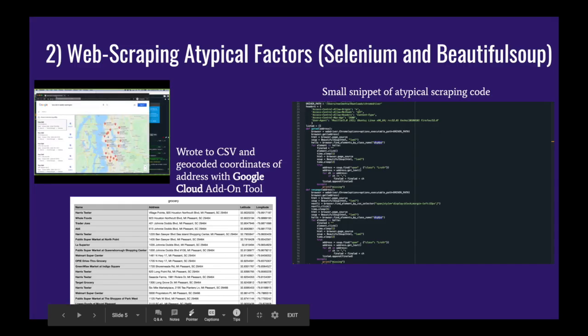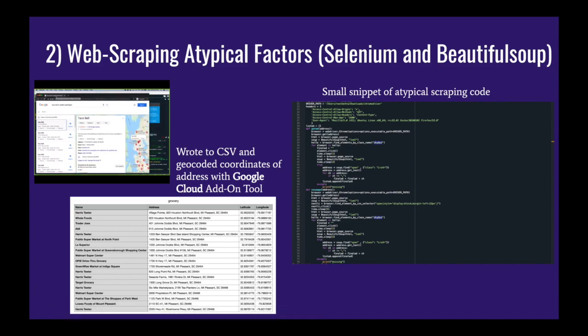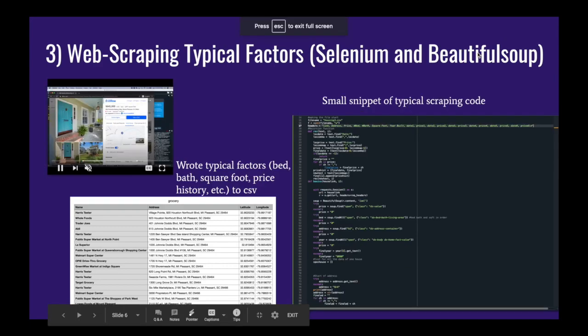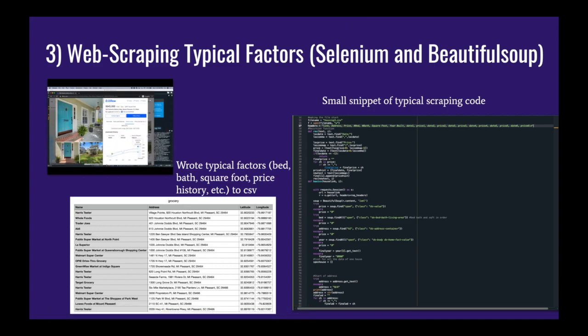We couldn't do it by hand, so we built Selenium and Beautiful Soup web scraping algorithms in order to get our atypical factors. We wrote to a CSV and geocoded coordinates of the addresses of these locations with Google Cloud's add-on tool. We used typical factors in conjunction with atypical factors, so we gathered data of typical factors such as bed, bath, square foot, price, etc. from Zillow.com using a web driver, and we wrote it to a CSV.